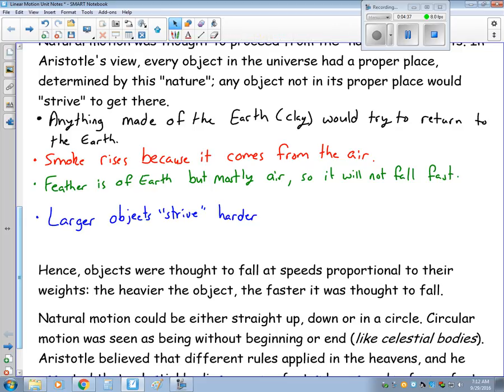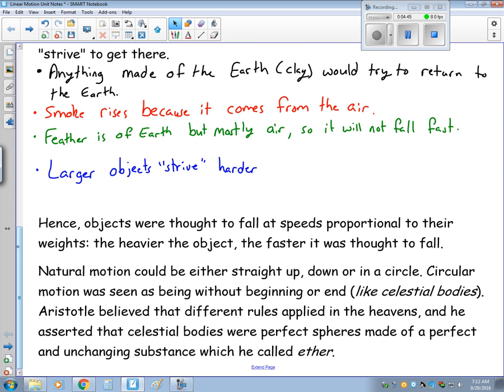So Aristotle believed that the bigger the object, the faster it would fall, because it's striving harder. It's trying to get to where it belongs quicker. So he thought that all objects fall at speeds proportional to their weights. And that kind of makes sense in a certain way. If you had a bowling ball and a tennis ball, and both of them were starting at the same height, which one would you rather hit your toe? Obviously, the bowling ball would hurt a lot more than the tennis ball. So, because it produced a larger force when it hit the ground, he thought that meant it was traveling faster.